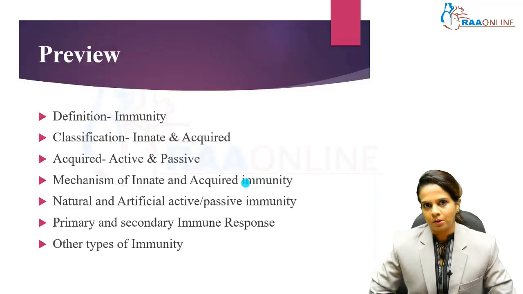So coming to the lecture preview. This topic will cover the definition of immunity, classification of immunity and the types of immunity, what is innate immunity, what is acquired immunity, and the classification of acquired immunity, mechanism of innate and acquired immunity, natural and artificial active passive immunity, and primary and secondary immune response and other types of immunity. So all these things will be covered in this session.